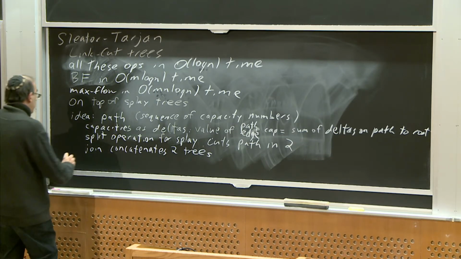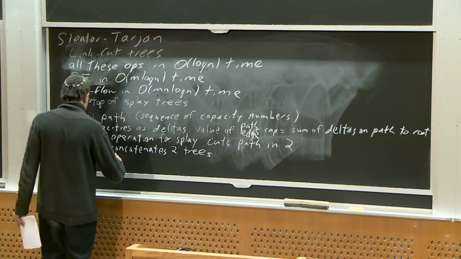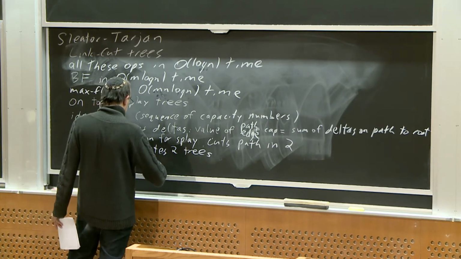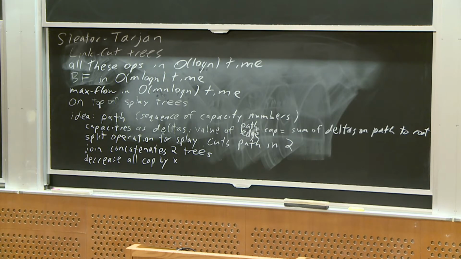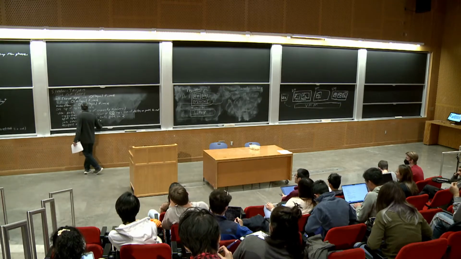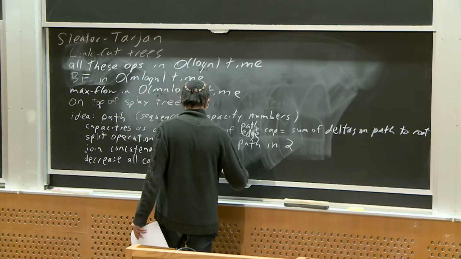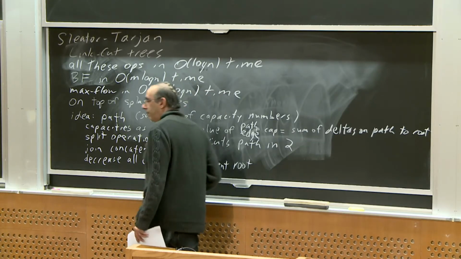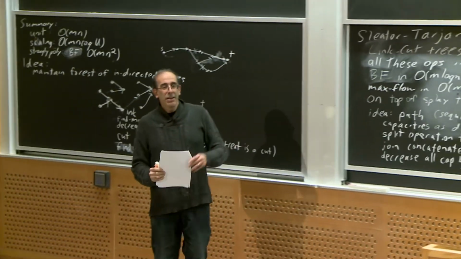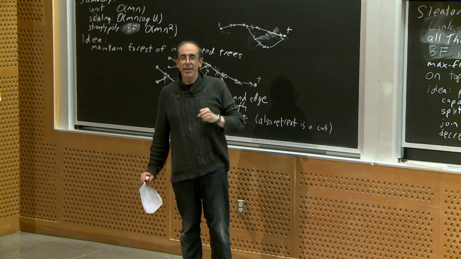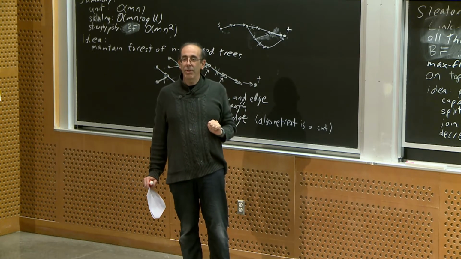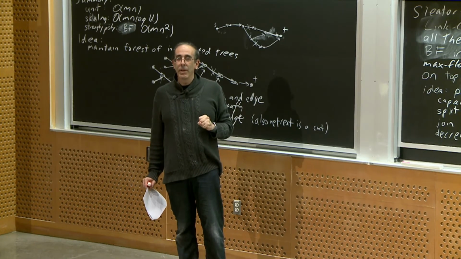And if you want to decrease all of the capacities, how do you do that if you're storing deltas at the nodes? Well, you just decrement the root. You've just decreased every node, because every node is represented by the sum on its path, so if you decrease the root, you've decreased the capacity of every single implicitly represented capacity.